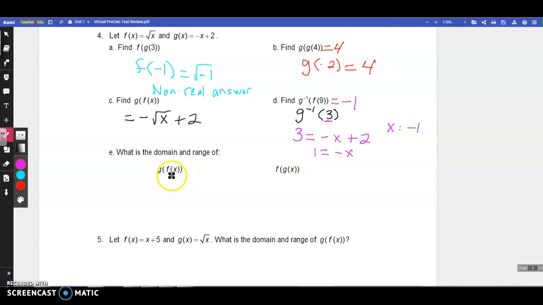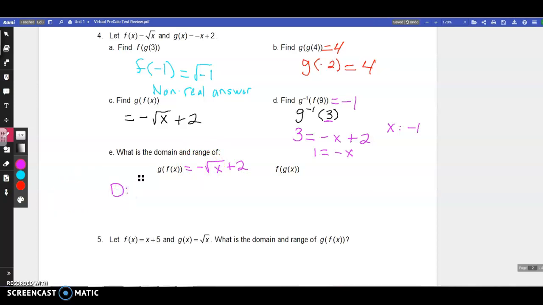Well, this is kind of hard to do if I don't have my equations. So first thing I would do is figure out what is g of f of x. Now, we already found that up here, so I can skip that step on this one. So this is negative x plus 2. Now, we talked about the square root function on the last page. So what is the domain of this function?